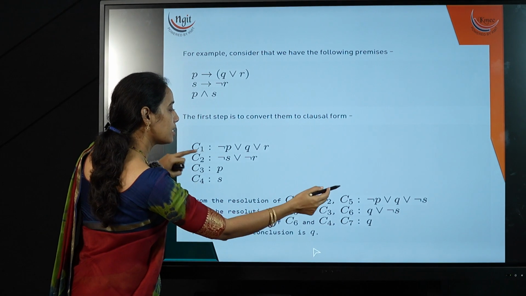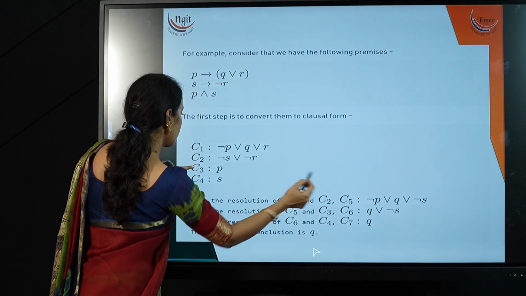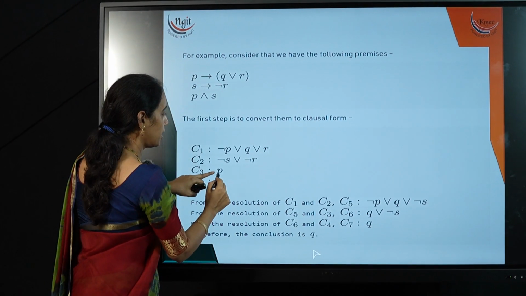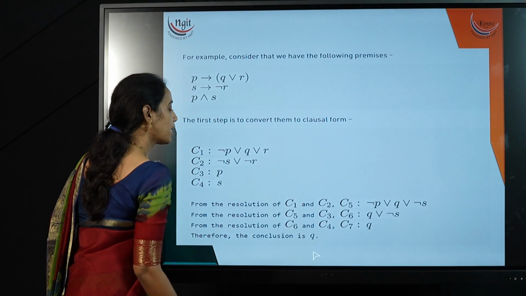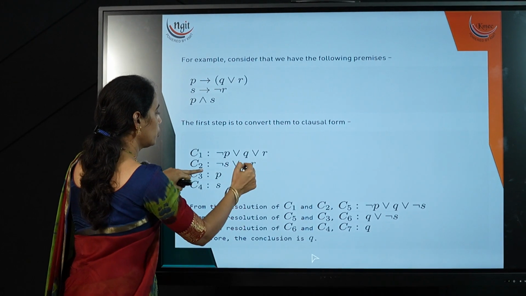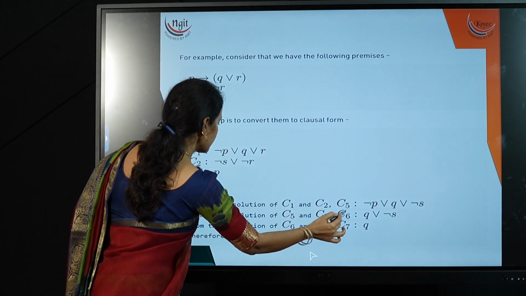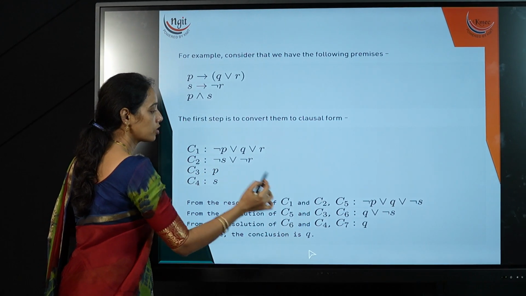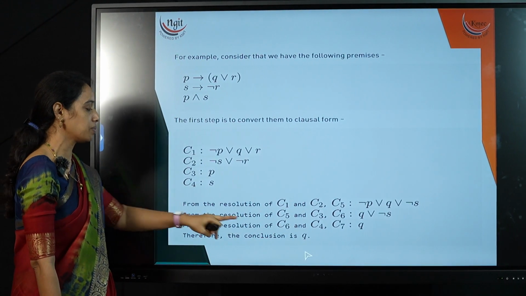So this resultant Cφ with C3, we have ¬P here and P there, so we are going to cancel those terms. The resultant will be Q ∨ ¬S. From this we got clause 6. From clause 6 and clause 4, we have a conflicting term ¬S and S. So the resultant will be Q. Therefore the conclusion for this particular set of premises is Q.